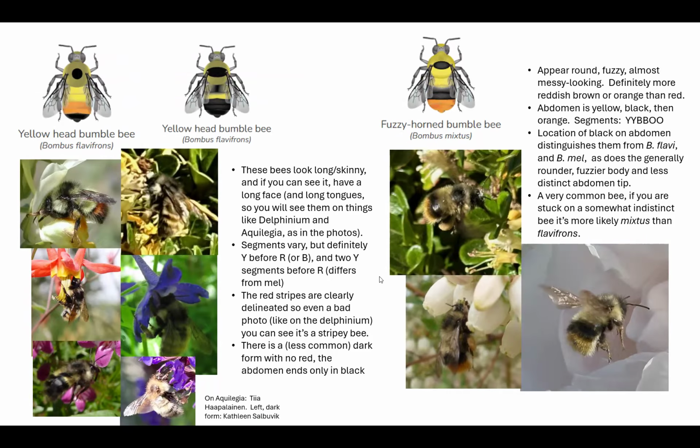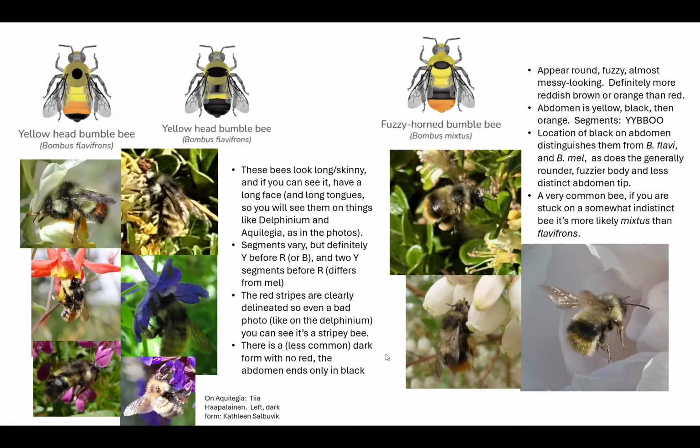These bees, to my eyes, tend to look skinny and very stripy. So those abdomens, they look like they're outlined in black. So they look stripier than some of the other bees, and you can see that in some of the photos that I'm sharing. They do, as I said, come in a dark form where instead of orange, it's all black, but it's yellow before that black on the abdomen. And that dark form is less common. I think if you get a good clear photo, we'll be able to tell.